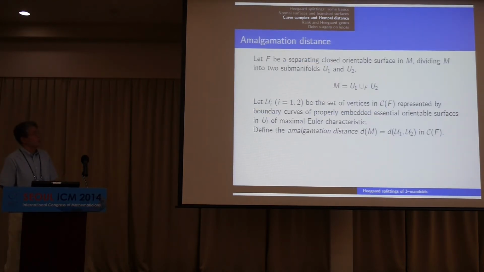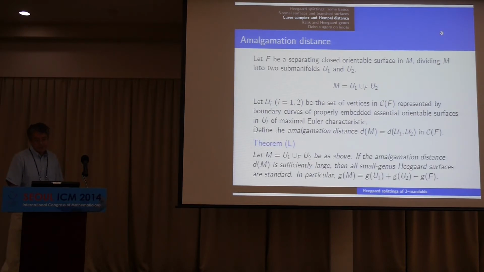Okay, you can generalize this handlebody distance to an arbitrary amalgamation. If you have glued two manifolds together along a surface, then for the two manifolds U1 and U2, you can define a set of vertices to be the boundary curves of embedded essential orientable surfaces with the maximum possible Euler characteristic. For example, if the surface is compressible, the maximum possible surface is the disk. So now the amalgamation distance is basically the distance between those two sets in the surface. For instance, if this surface F is a Heegaard surface, now because the disk has the maximum Euler characteristic, then this is the same as the handlebody distance.